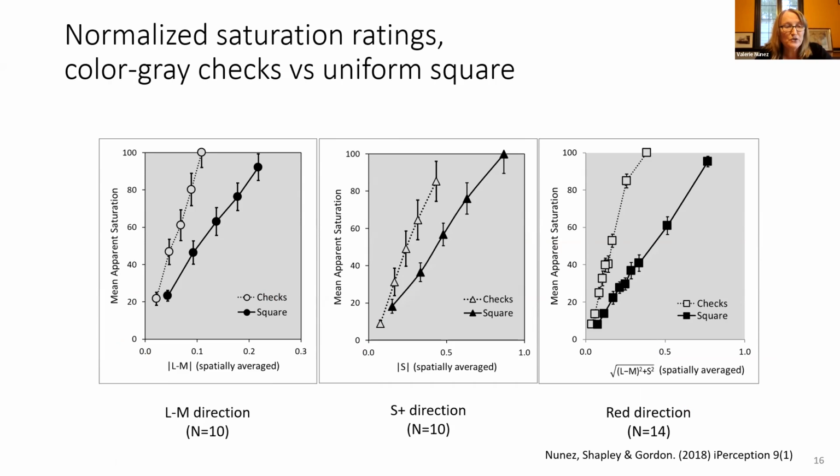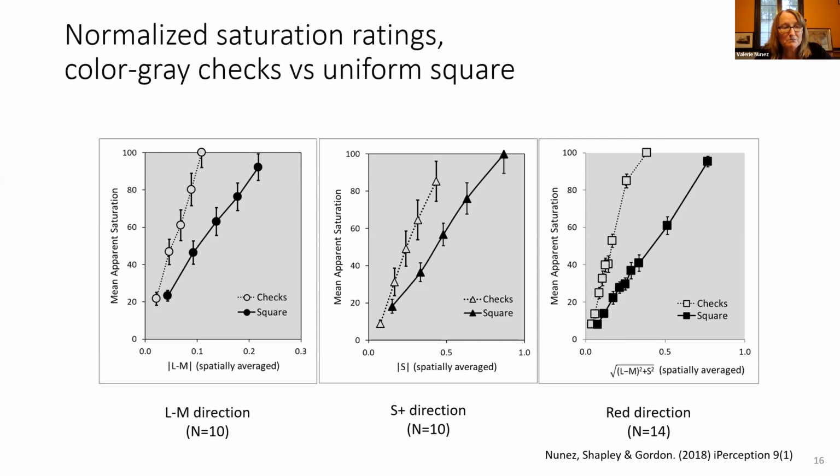If single opponent neurons are responsible for the perceived color of the checkerboard, then integrating color over the stimulus, the checkerboard and square should be equally colorful. However, the checkerboard responses are rated as more colorful. And note this is for all three color directions. As the contrast increases, the responses move further apart.